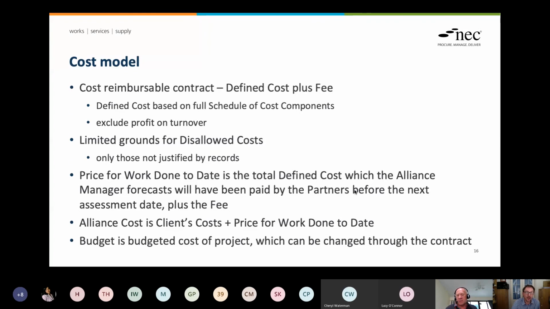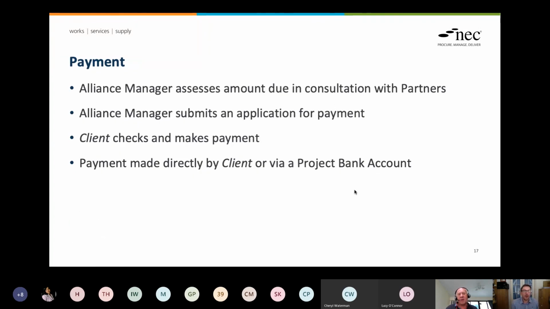Yes, okay, perhaps next one. We've got 10 or so minutes. So payment. It falls to the alliance manager to do that payment certificate. They consult with the partners. They read the contract, as Tim just said. They read the definition of the price for work done to date. In my opinion, they too should carry out some sort of verification of the defined costs that partners say they have incurred or will incur. They should do some auditing.